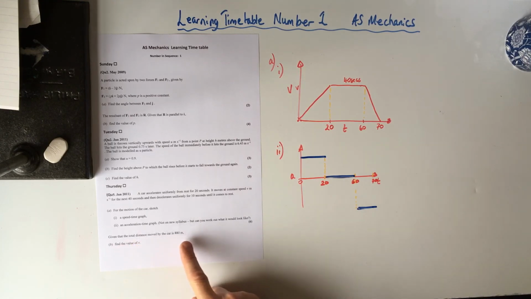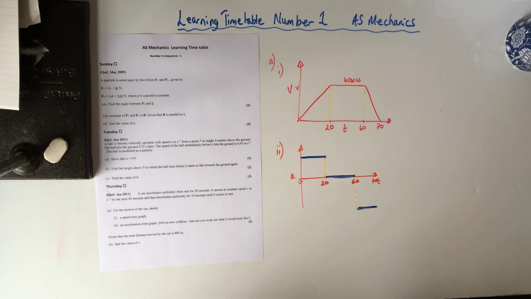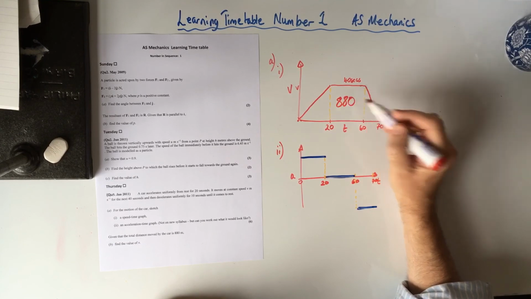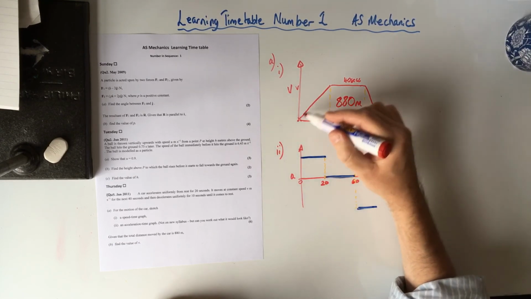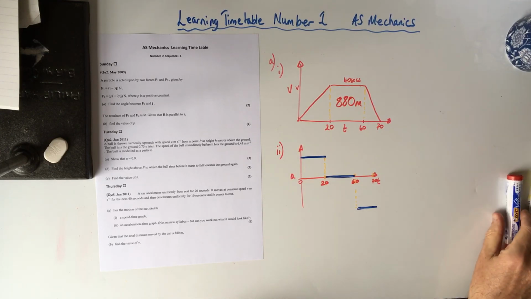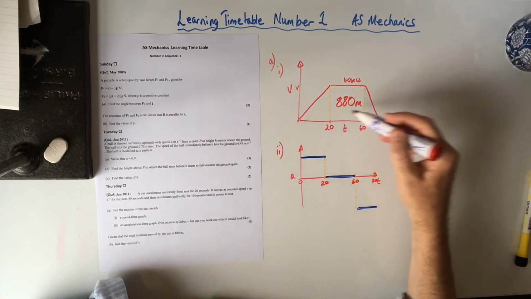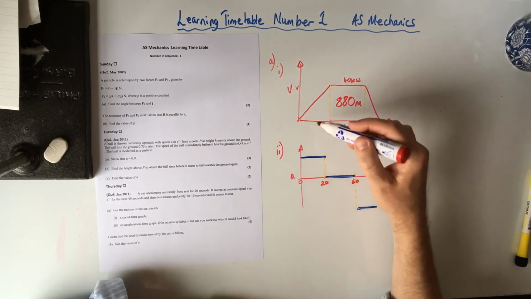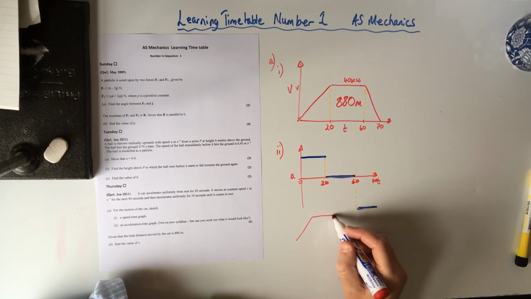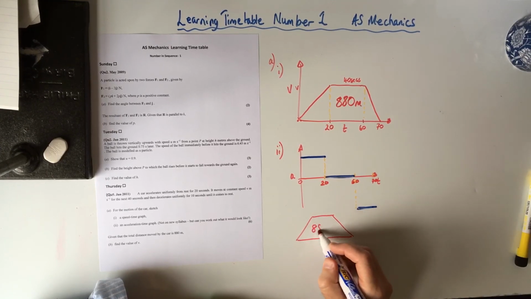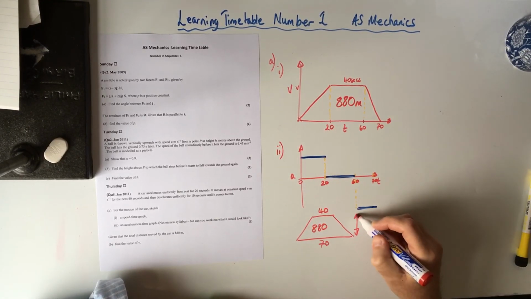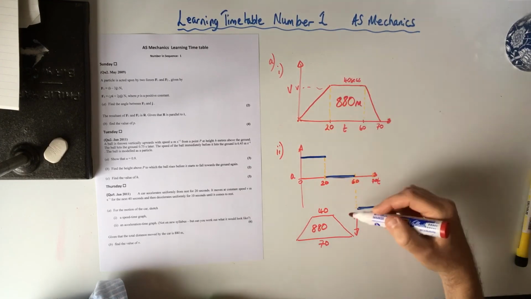Now, given that the total distance moved by the car is 880, find the value of V, and we've done these. Remember, the area underneath the velocity time graph is the displacement, the distance covered. Because it's not starting somewhere up here, we don't have to split the shape up. It's a parallelogram, isn't it? No, it's not. It's a trapezium, even. So 880, that's 40. The bottom is 70, and the height of it is the velocity.